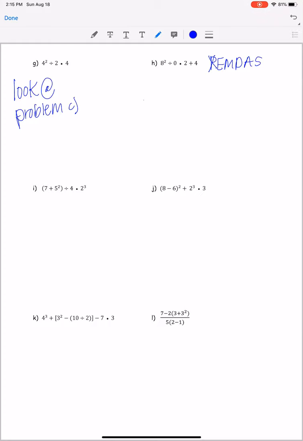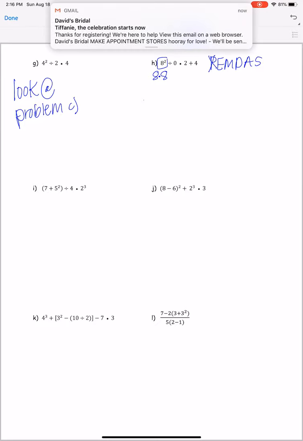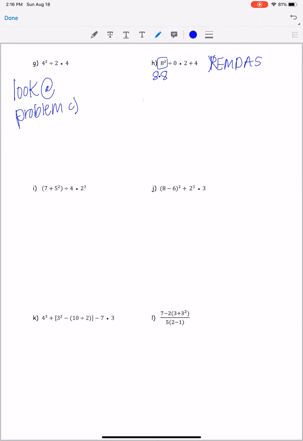So 8 squared means your base is 8 and it's repeating twice. So 8 times 8 is 64. And now drop down everything else. Divide by 0 times 2 plus 4. Okay, that was my exponents. Sorry about that. So now let's go to multiply and divide.